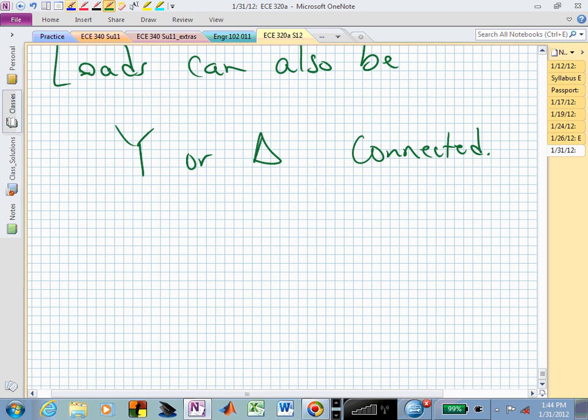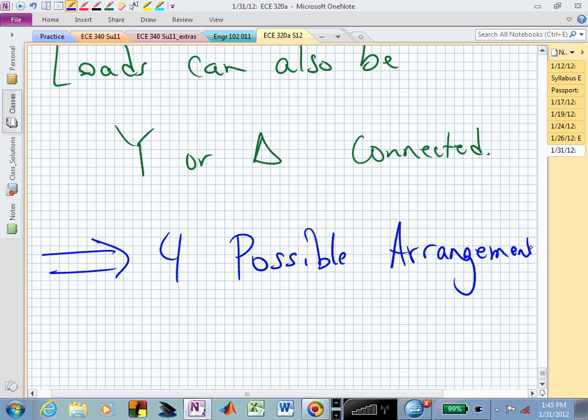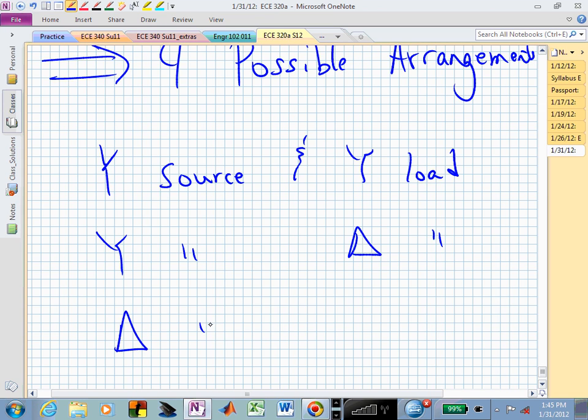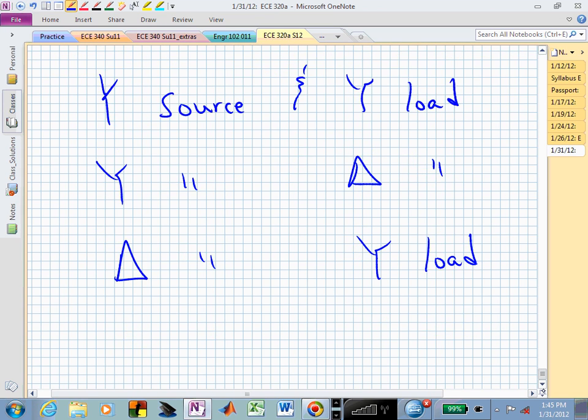Now we get to talk about our combinations. If I have sources that can be in one of 2 configurations, and I have loads that can be in one of 2 configurations, how many possible combinations do I have? 4. So now I have 4 possible arrangements for sources and loads. And that's why we call them the way that we do. We could have a Y source and a Y load. We could have a Y source and a delta load. We could have a delta source and a Y load. Or we could have a delta source and a delta load.